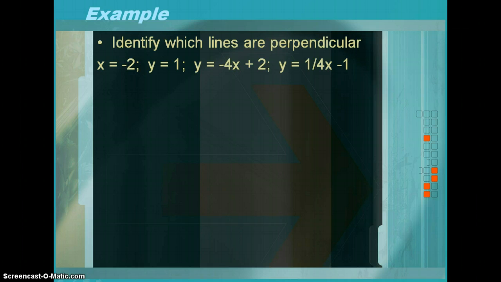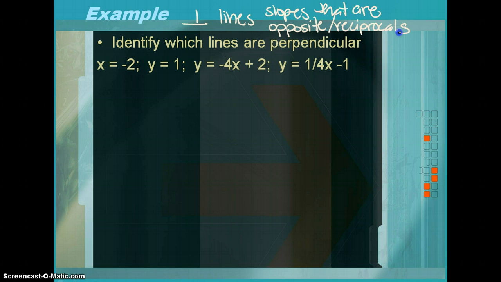The first thing that you need to understand is that perpendicular lines have slopes that are opposite reciprocals. Okay? That means that you have to flip and negate, or multiply by -1. That little symbol that I just drew stands for perpendicular. So again, the goal is, are their slopes opposite reciprocals?